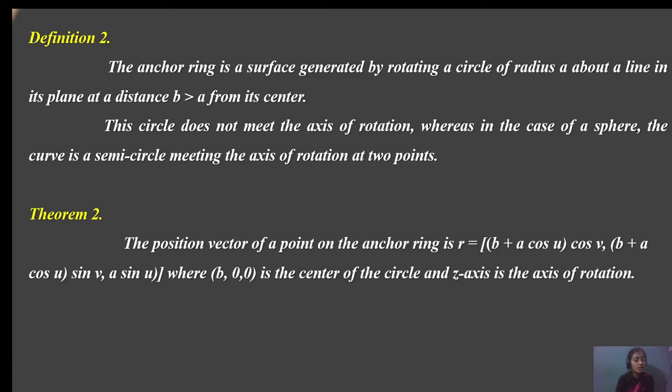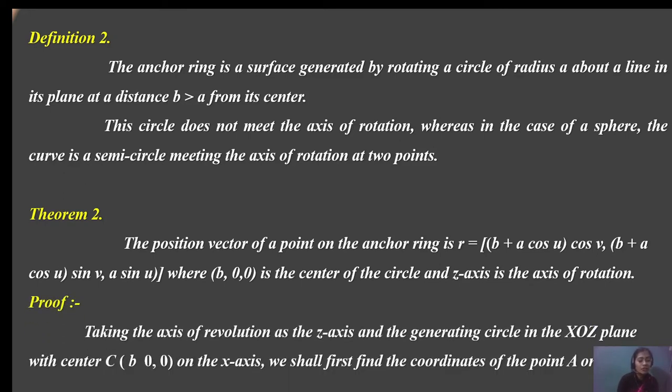Theorem: the position vector of a point on the anchor ring is r equals (b plus a cos u cos v, b plus a cos u sin v, a sin u). This is generated on the x, y, z axes, where (b, 0, 0) is the center of the circle and the z axis is taken as the axis of rotation.